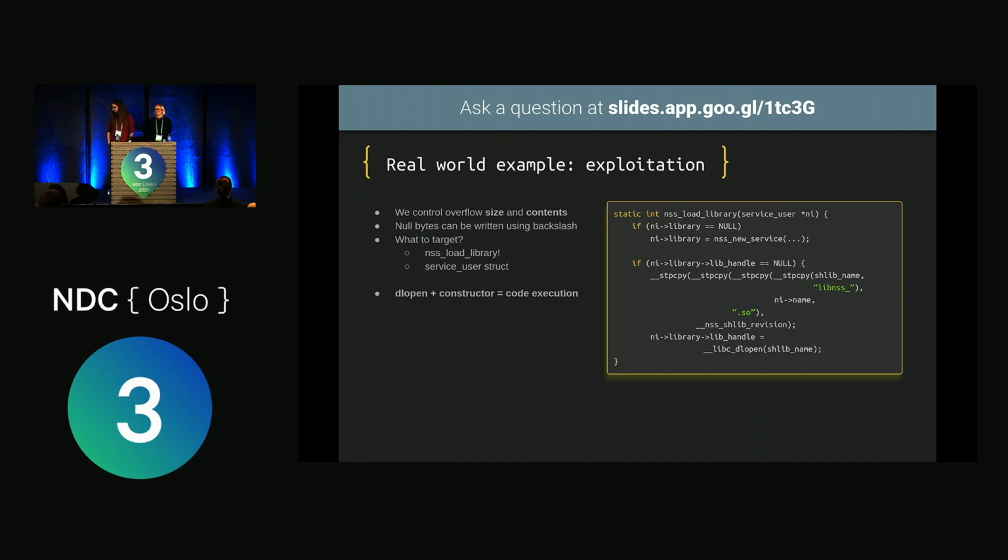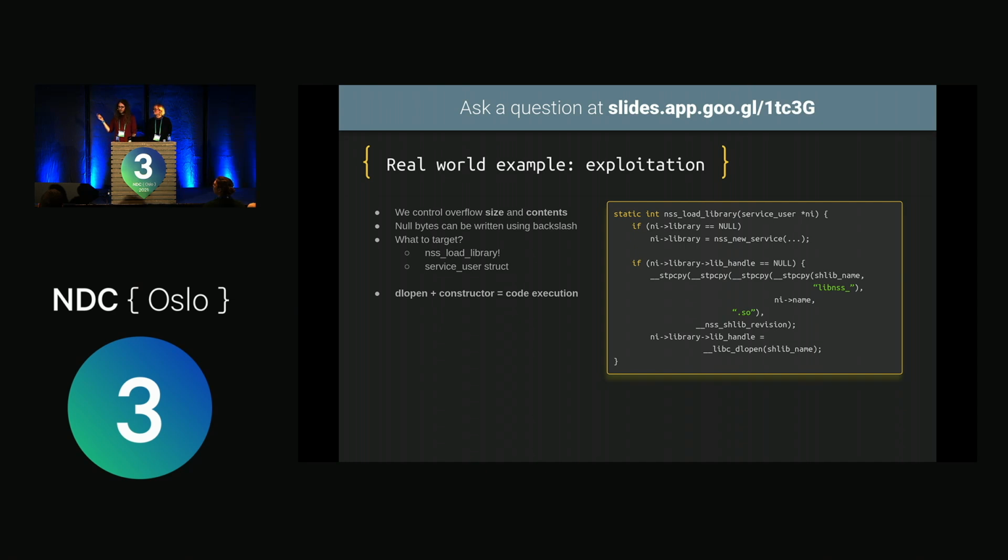And if we go through the code, I've shortened it down a bit so it's easier to read. So in the first if test here, we check, is this library pointer null? So we now know that, okay, if we somehow can set this pointer to null, the function will actually initialize it for us, which is very nice. It does all the work for us.